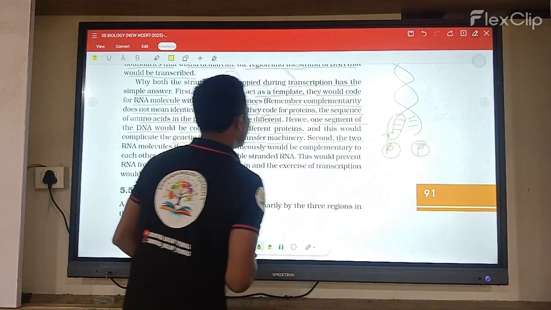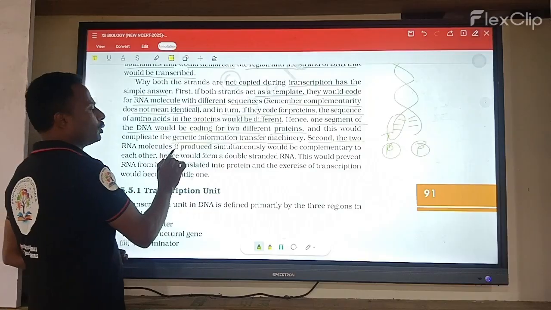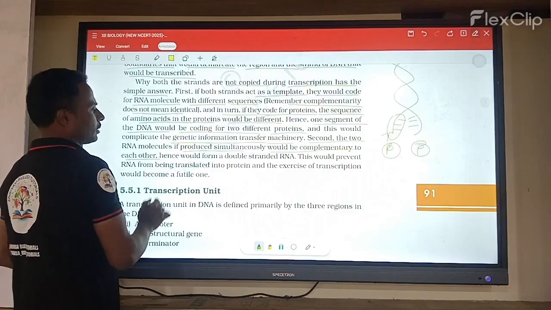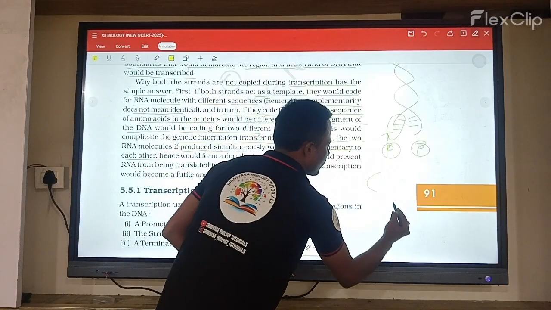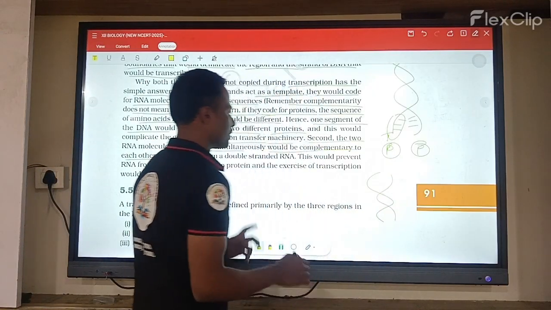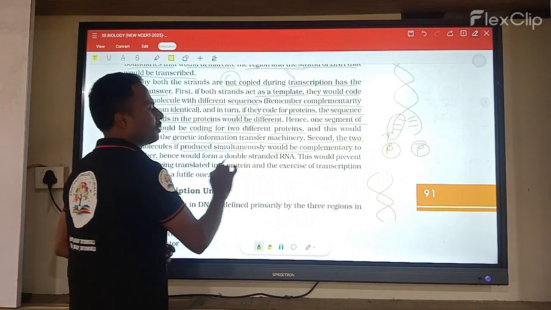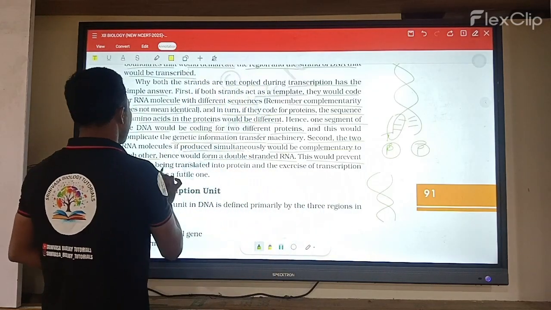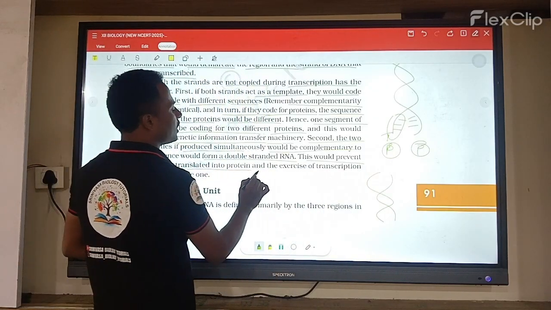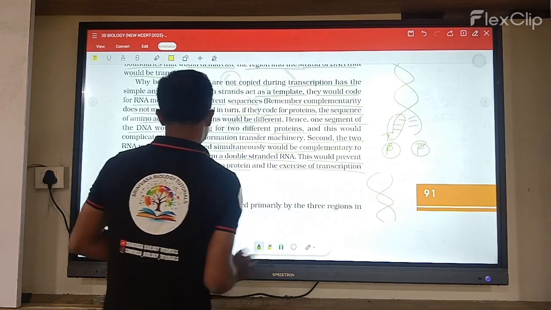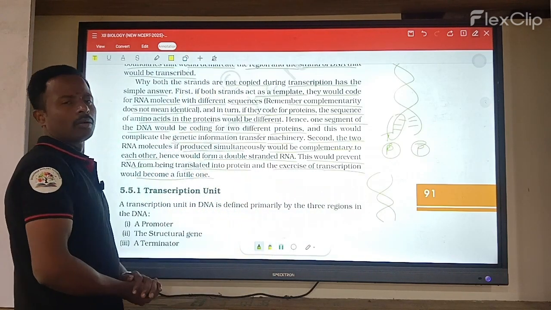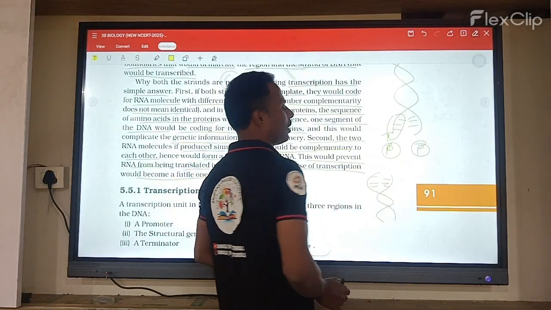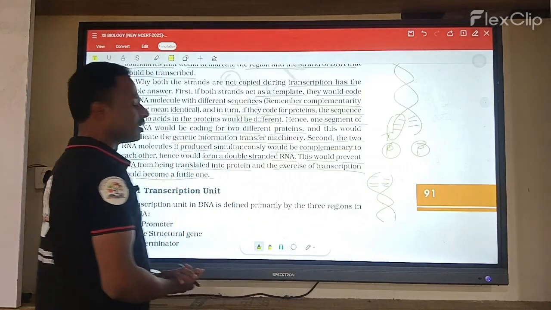Next, the second reason: RNA molecules would be produced simultaneously that are complementary to each other. So both would be produced as information and would form double-stranded RNA. This would prevent the RNA from being translated into protein, and the transcription would fail. So with both RNA strands, transcription does not take place.